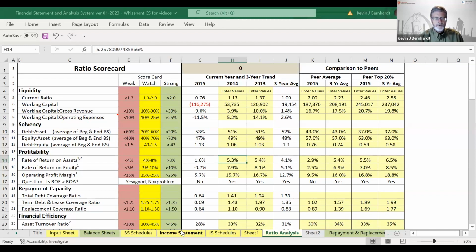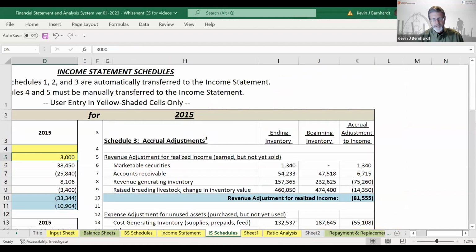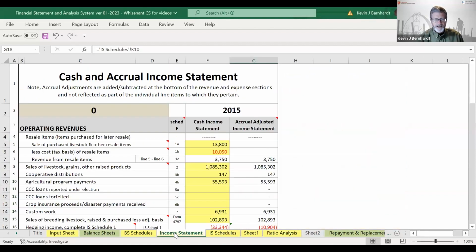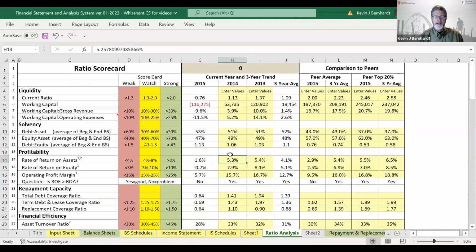So we've worked with the income statement schedules tab. We've worked with the income statement tab, etc. This is the ratio analysis tab. Let's start by looking at part one of our three-part process, and that's using the ratio scorecard. You can see the scorecard over here to the left to measure against industry standards.